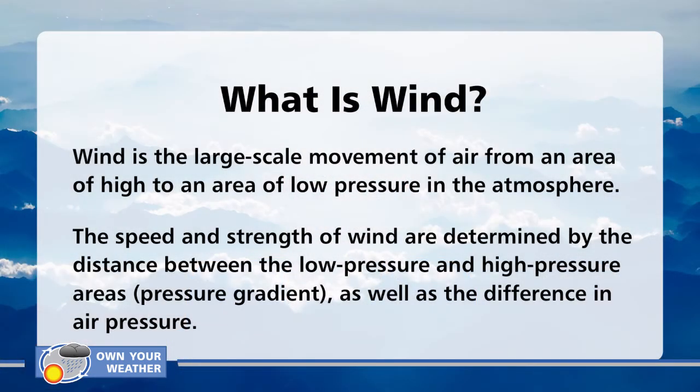So let's just look at the definition itself of what exactly wind is. Wind is the large-scale movement of air from an area of high to an area of low pressure in the atmosphere. The speed and strength of the wind are determined by the distance between the low pressure and high pressure areas, also known as pressure gradient, as well as the difference in air pressure. This is the definition. We'll start breaking down the separate components shortly.